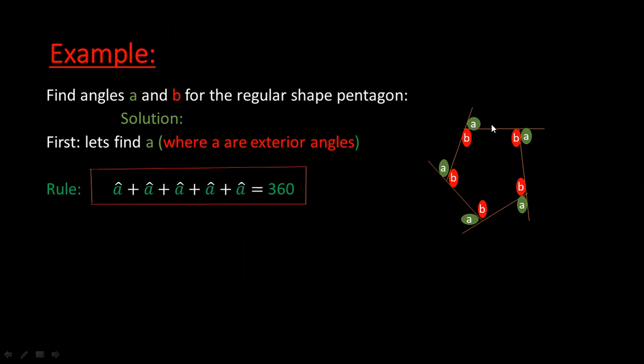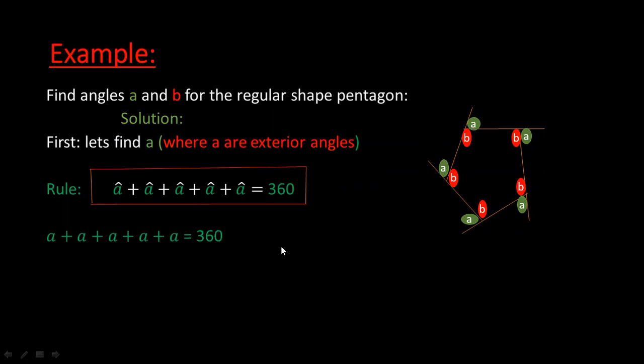Angle A plus angle A plus angle A plus angle A plus angle A equals 360. We treat them as equal. Why? Because they say that this shape is a regular shape. That means all exterior angles are equal and also the interior angles are equal. So this is the first step for this calculation.